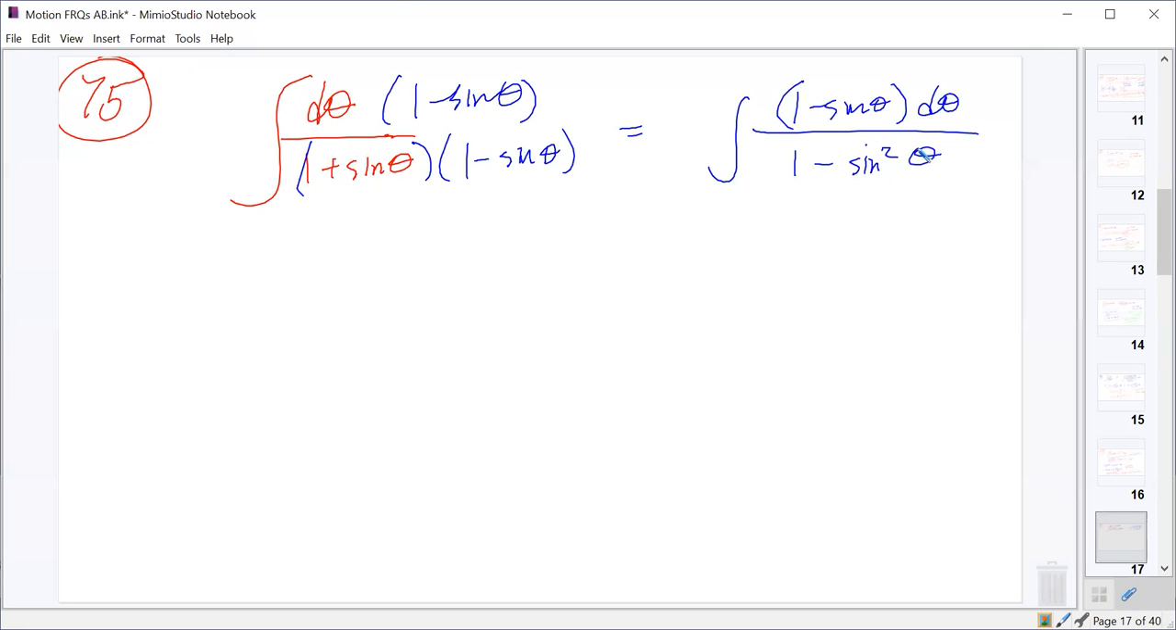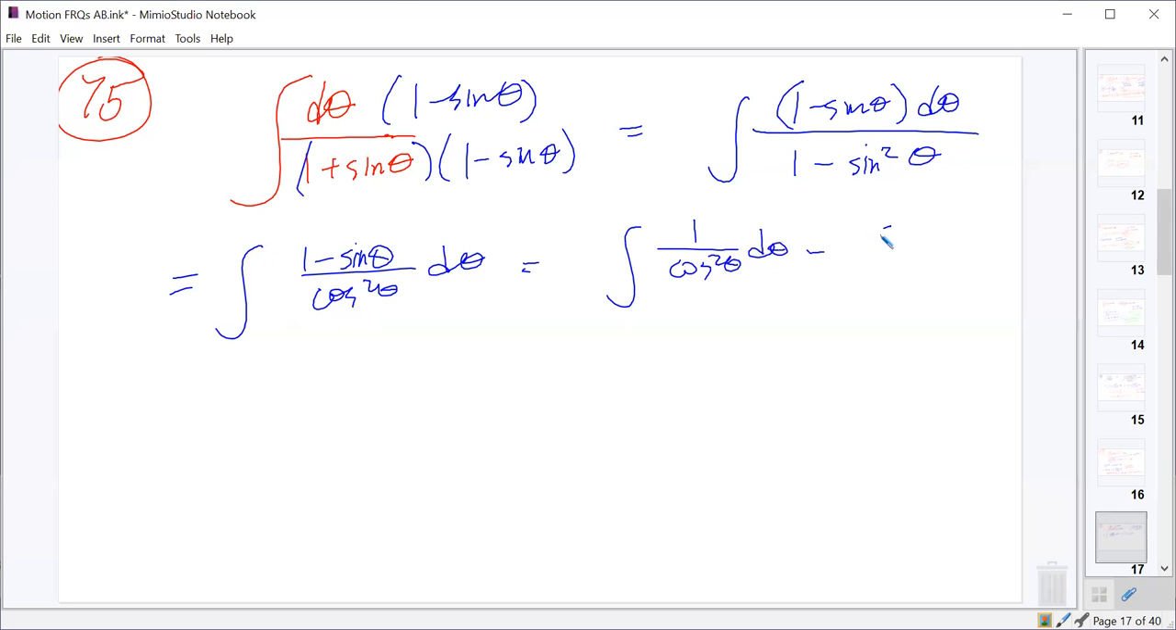And what's good about 1 minus sine squared theta? Yeah, it's just a trig identity. It is cosine squared. So we have 1 minus sine theta over cosine squared theta d theta. And then what do you think we should do? We've done this a few times now. Separate it into two different ones. So 1 over cosine squared theta minus sine theta over cosine squared theta. What's 1 over cosine squared theta? Secant squared theta, d theta.